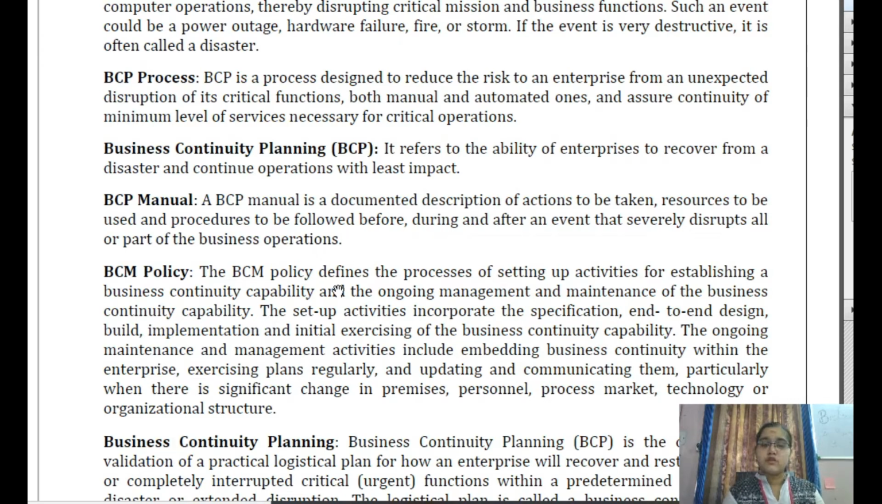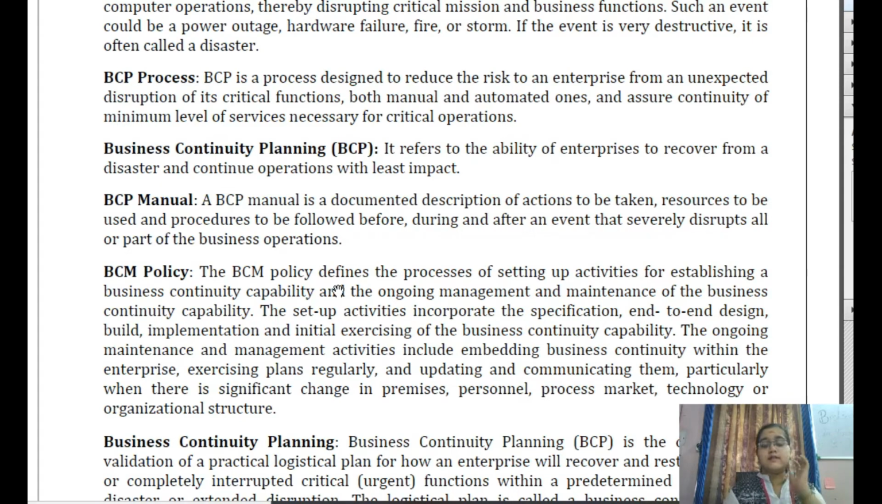So the policy will ensure that the activities, end-to-end design, everything is being planned accordingly. The ongoing maintenance and management activities include embedding business continuity within the enterprise, exercising the plans regularly, and updating and communicating them. So the policy will say that the plan must be developed, the plan must be exercised and tested, and it must be updated as and when required.